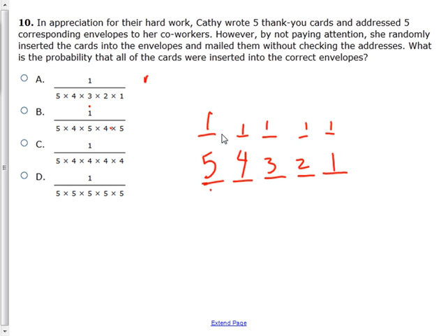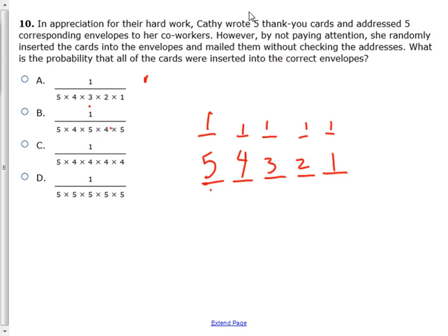Now, if we multiply all of these together, which is what we need to do, okay, so I'm going to put times, times, times, times, okay, we could probably start to notice which one is going to work out, because 1 times 1 times 1 times 1 times 1, that just equals 1.